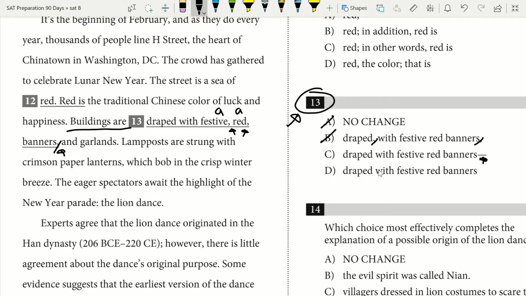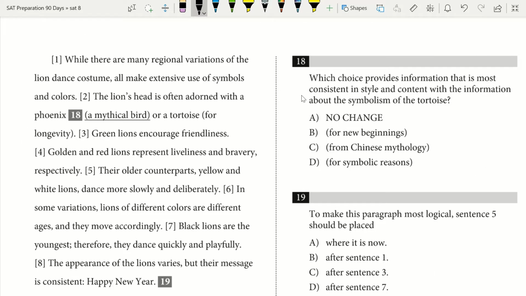If we have 2 subjects like this, in this case banners and garlands, that's your list of 2, you don't put an M dash in there. So automatically I know C would be wrong, I know D would be my right answer.